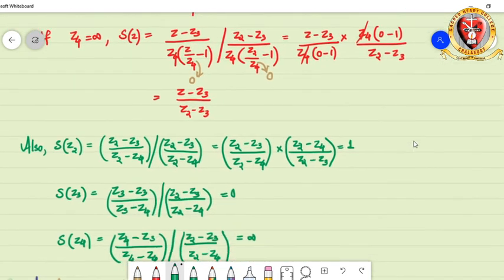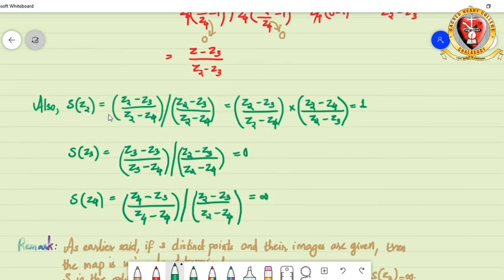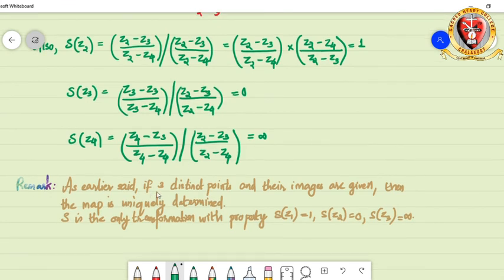Also there is a remark. From the definition, if instead of z I take the complex number z2 and substitute the value, you will get 1, and if instead of z you take z3, then you will get 0. If it is z4, you will get infinity. So as said earlier, if we have 3 points for this Mobius transformation and the corresponding images, and they are distinct, that means this map is uniquely determined.